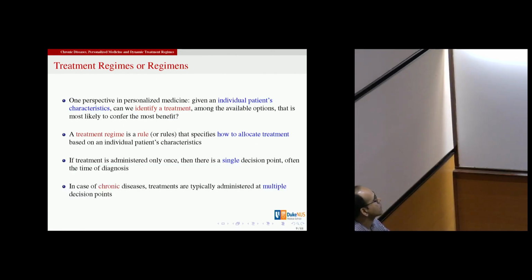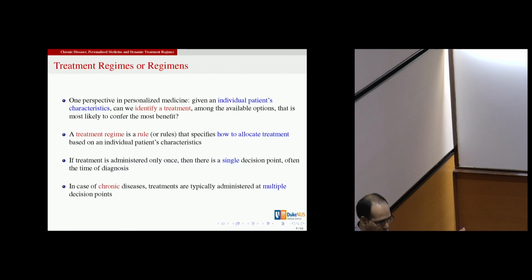So, one perspective in personalized medicine. This is not necessarily the pharma perspective, actually. This is a more societal perspective overall. Given an individual patient's characteristics, can you identify a treatment among available options that is most likely to confer the most benefit? This is societal because the different treatment options could be developed by different pharmas, different companies, different mobile app manufacturers, right? So different kinds of people.